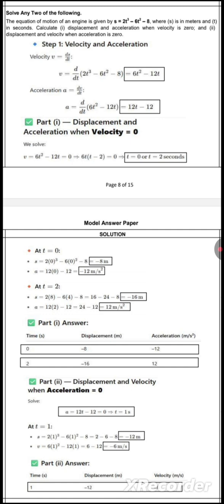When acceleration is 0, in part 2 we solve for a equal to 0. So 12t minus 12 is 0, t is equal to 1 second. Now put it into S and V. S is equal to minus 12 meter and V is equal to minus 6 meter per second. So here we got only one value of displacement and velocity.